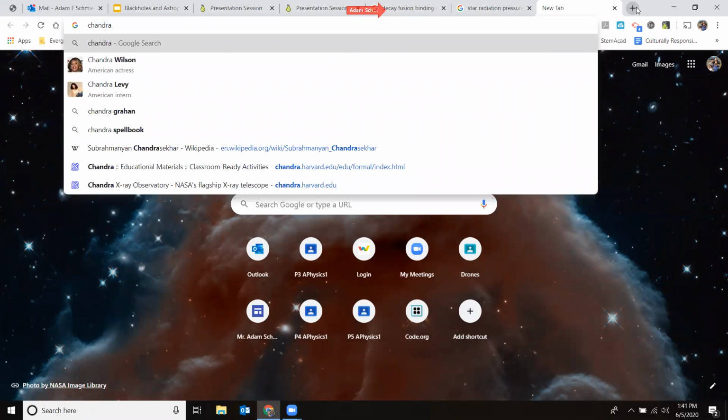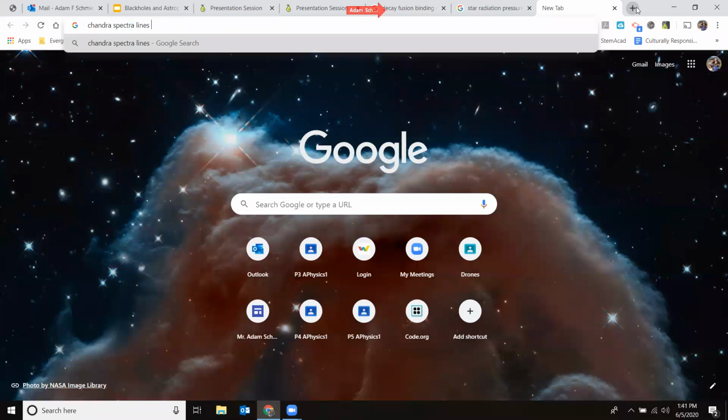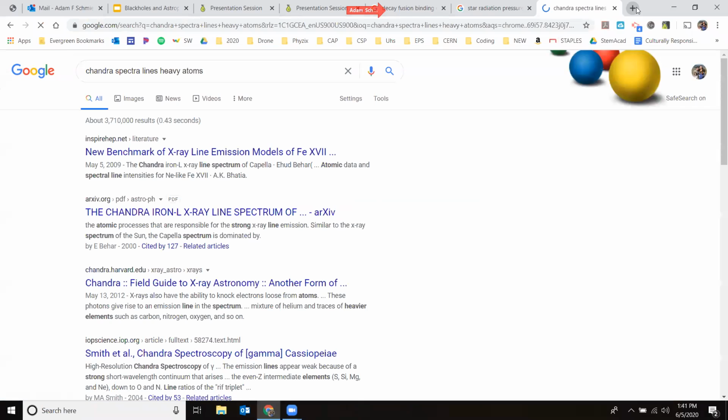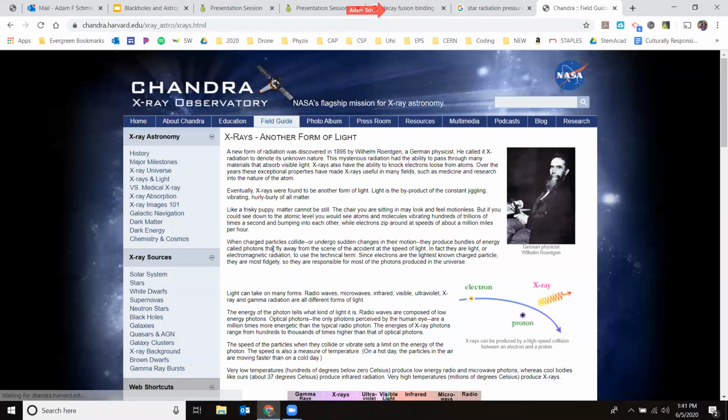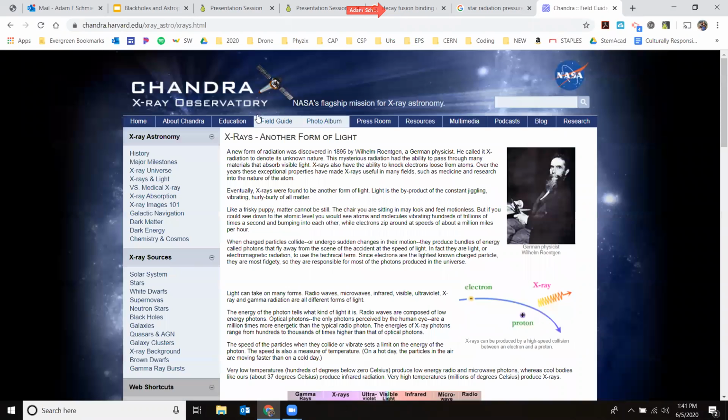Chandra, spectra lines, heavy atoms. If you go here, you can actually check out what the Chandra X-ray Observatory is seeing, and you can look and see where different atoms are forming on these supernovas. It's really cool. You can look at a picture of it, and you can look at the inside and the outside, and you can actually see it.